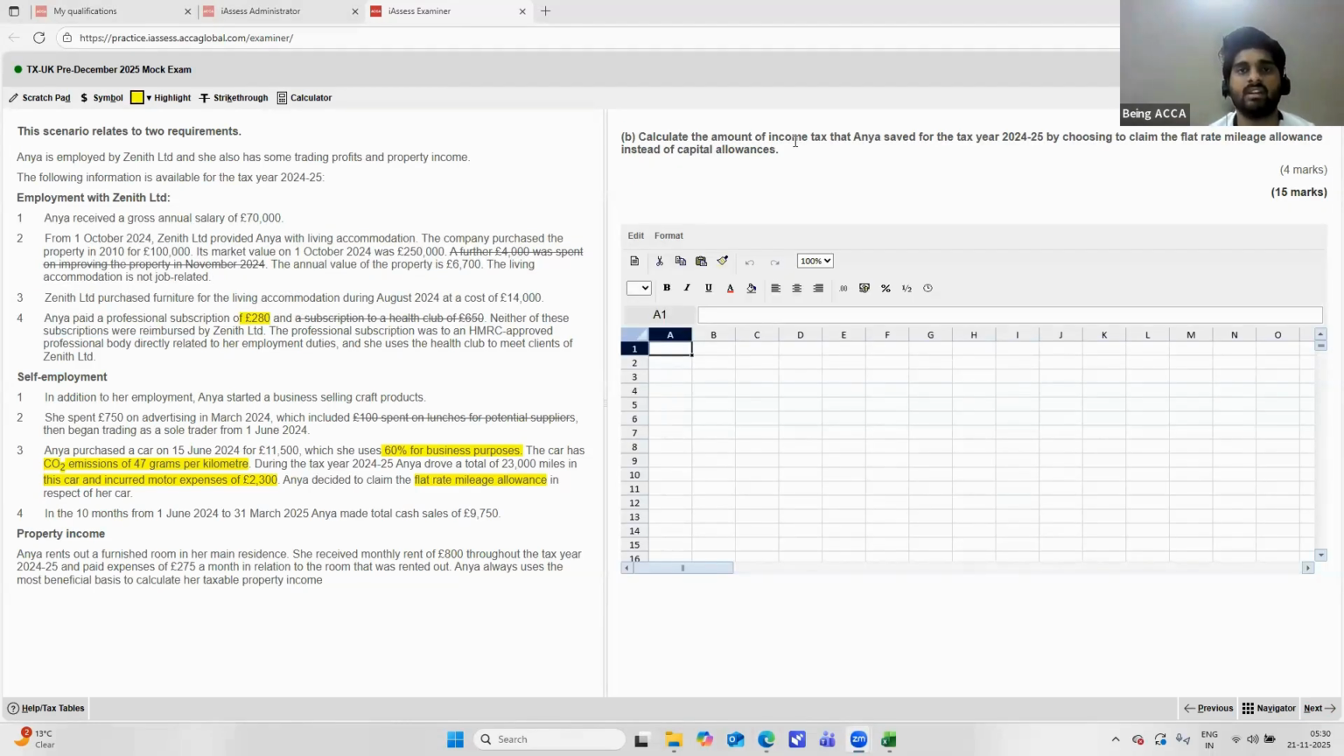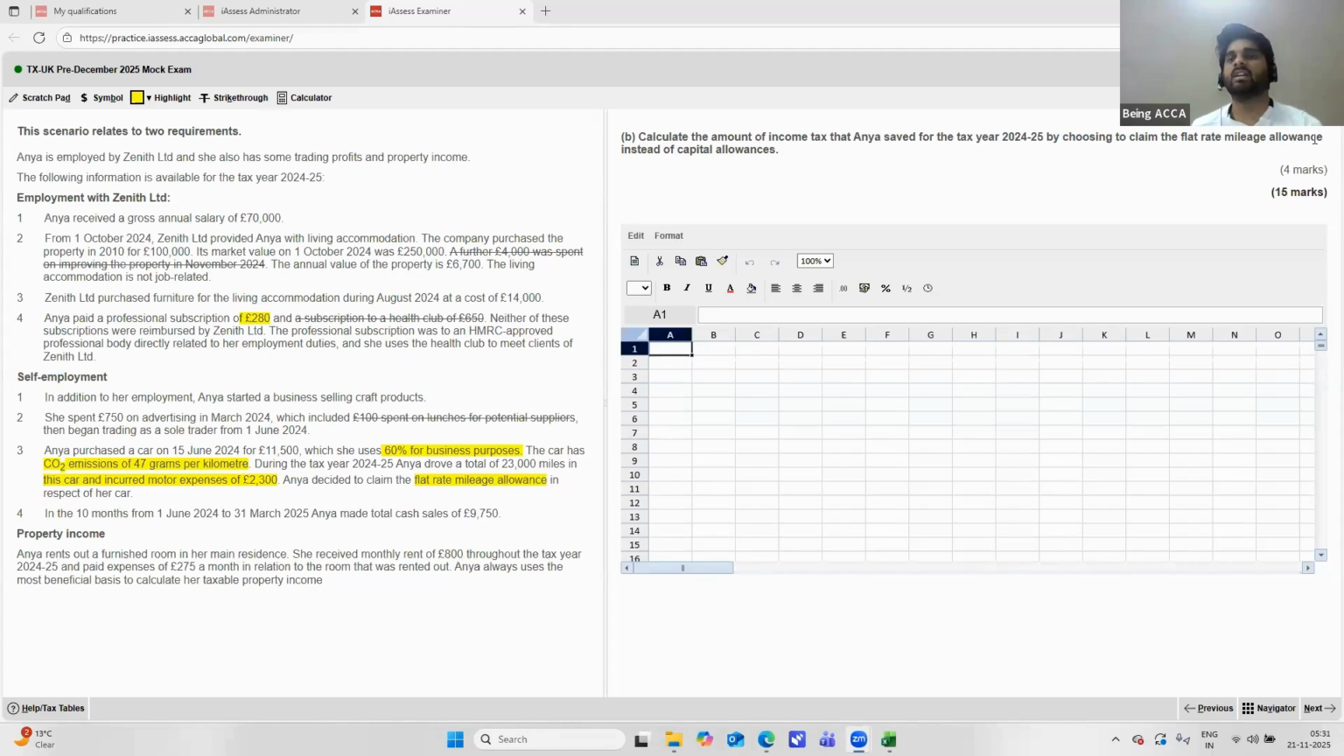Coming to the second question, they're asking us to calculate the amount of income tax that Anya saved for the tax year 24-25 by choosing to claim the flat rate mileage allowance instead of capital allowances. As I've already told you earlier, there are 2 types. One is flat rate mileage allowance and the other is capital allowances. If you're using the flat rate mileage allowance, we will be taking up to 10,000 miles at 45 pence and over 10,000 miles at 25 pence based on the business miles traveled. But if we use this, the motoring expenses and the capital allowances will not be considered.